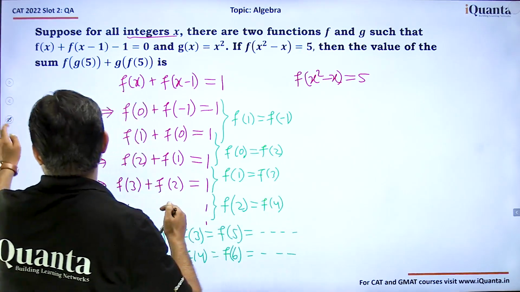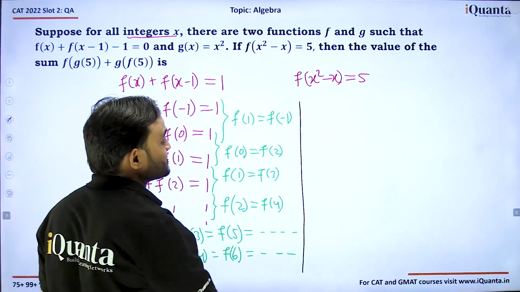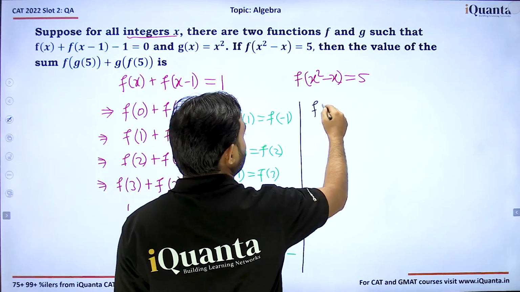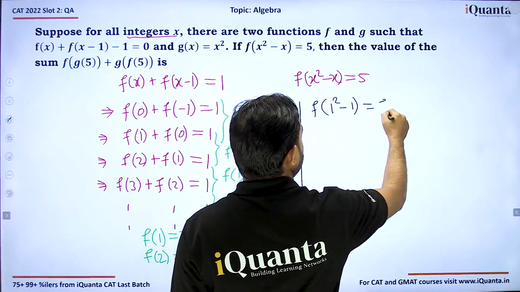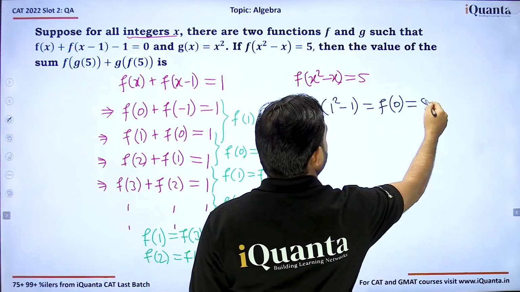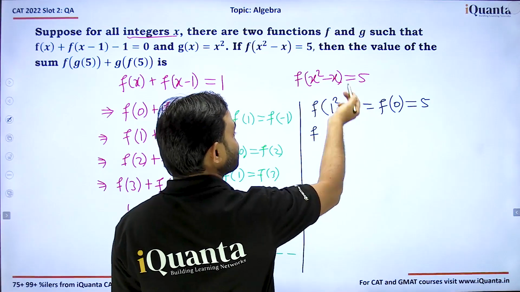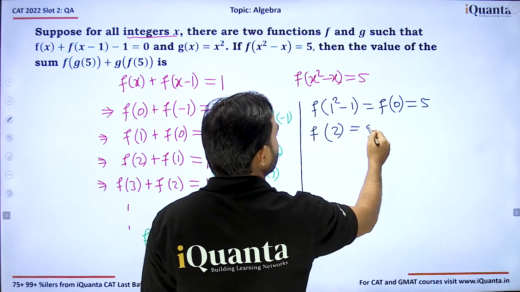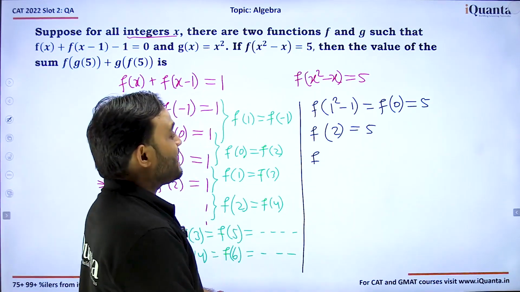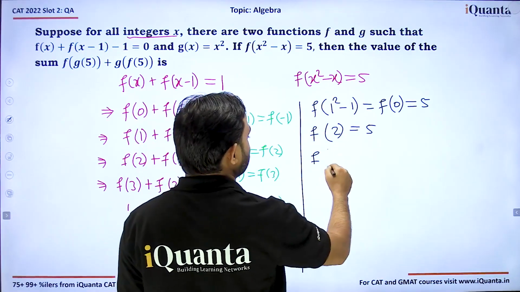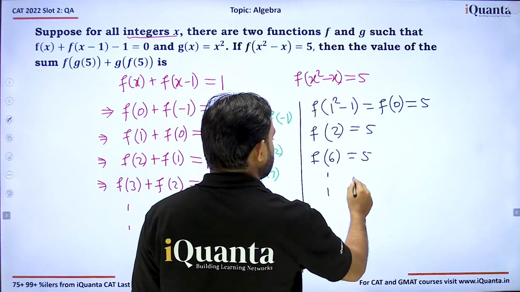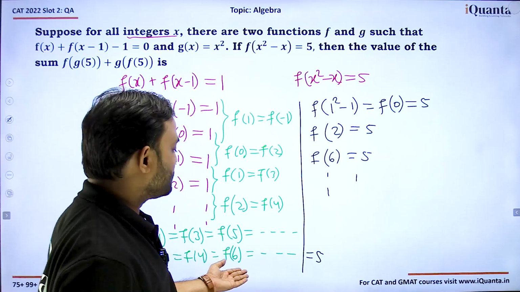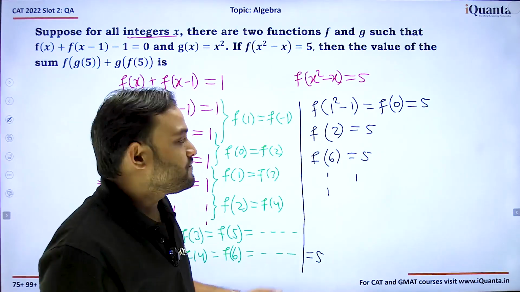Now next let's talk about this function f of x square minus x is equal to 5. If I put x is equal to 1, we get f of 1 square minus 1, which is f0, equal to 5. If I put x is equal to 2, then 2 square, 4 minus 2, it will be f2, which is again equal to 5. If I put x is equal to 3, so 3 square minus 3, f6 is equal to 5. So basically, again you can see this is true. So f2 is equal to f4 is equal to f6, all of these values are equal to nothing but 5.